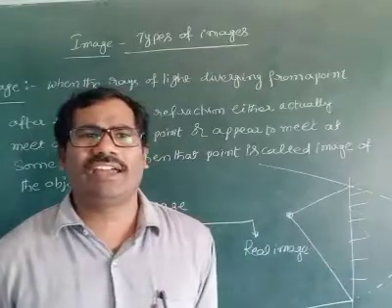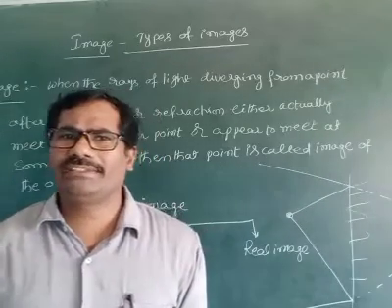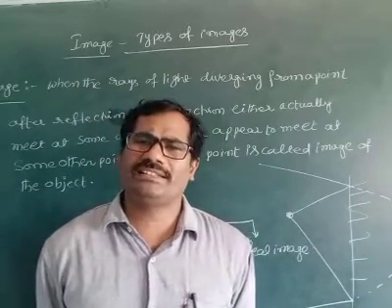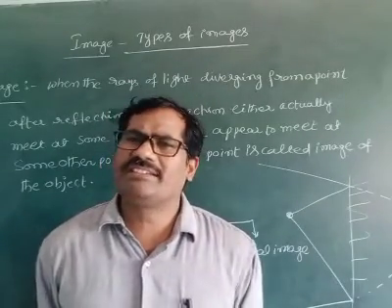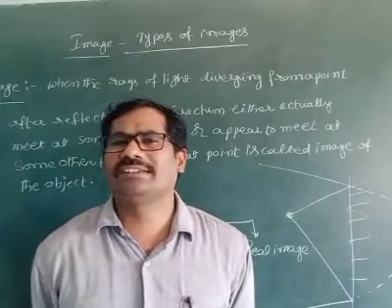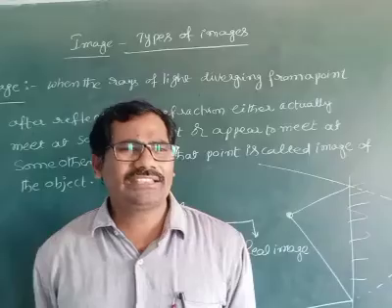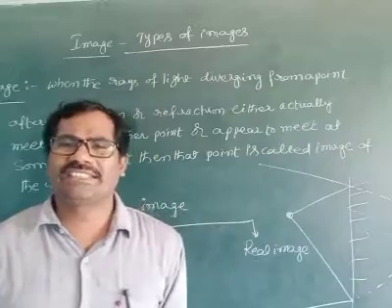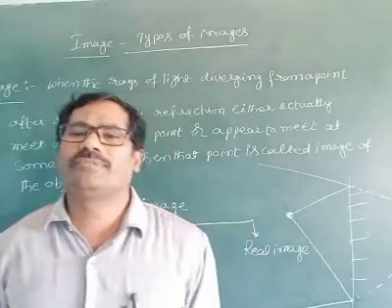When the rays of light diverging from a point, after either reflection or refraction, appear to diverge from another point, then the image so formed is known as a virtual image. An example is the image of our face in a plane mirror. Virtual images cannot be formed on a screen; we can only see the object. They cannot be formed on a screen.